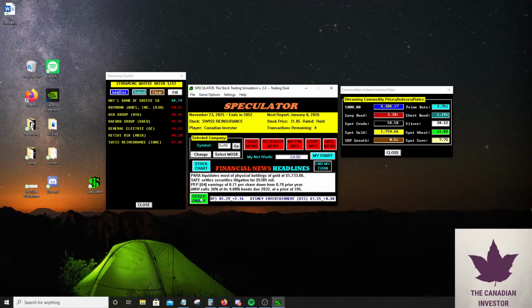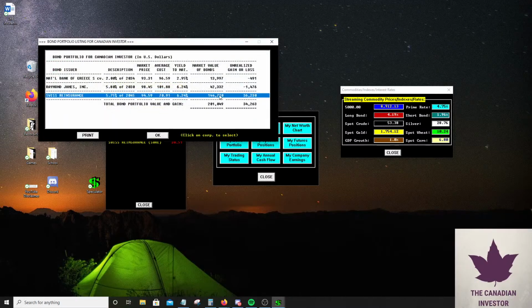Stocks in a tailspin. This is definitely a slower paced environment than I thought it was gonna be. I thought it was gonna be a little bit faster paced, but that's what you get for doing bonds in this game. Bonds are not very great if you want fast pace.